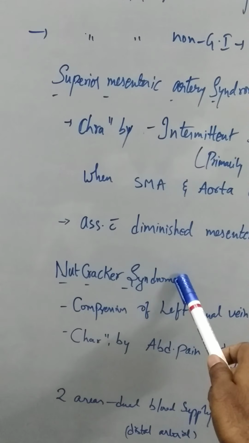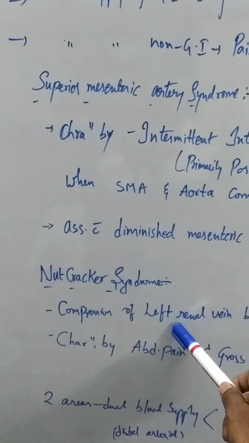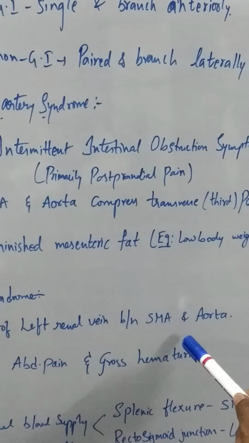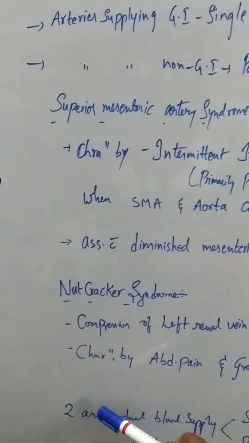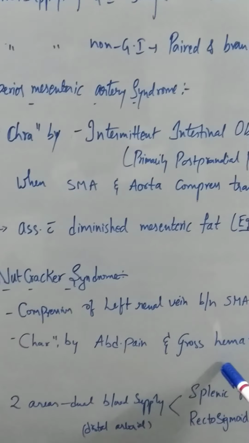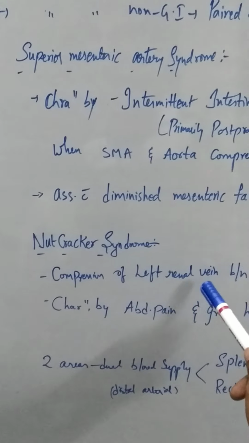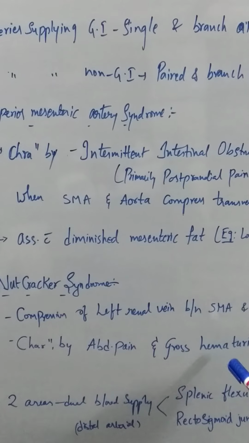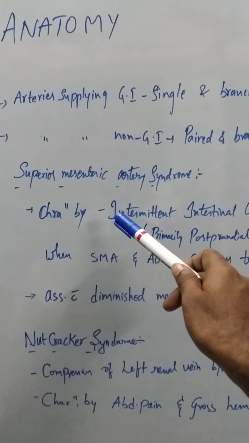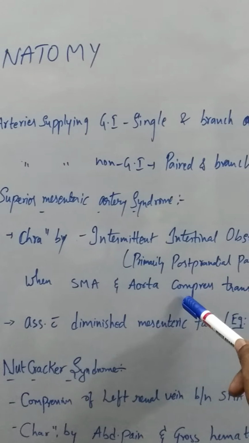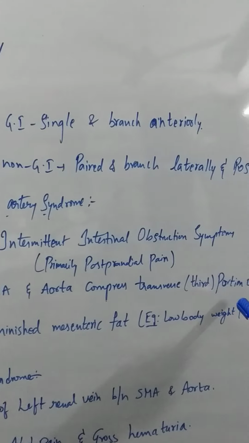Next is nutcracker syndrome. It is a compression of the left renal vein between the superior mesenteric artery and aorta. It is characterized by abdominal pain and gross hematuria. I repeat, it is a compression of the left renal vein between the superior mesenteric artery and aorta, characterized by abdominal pain and gross hematuria. Superior mesenteric artery syndrome is caused when the superior mesenteric artery and aorta compress the third transverse portion of the duodenum.